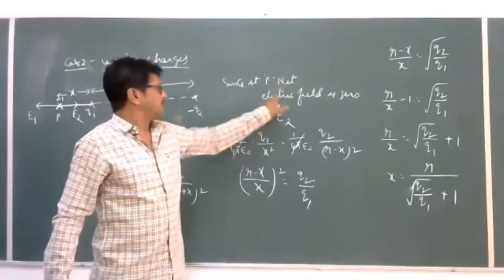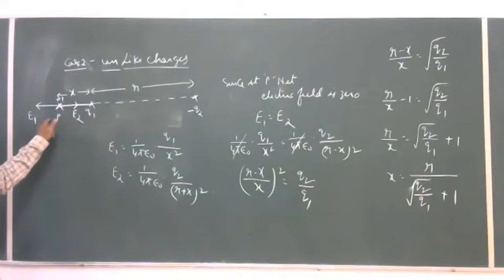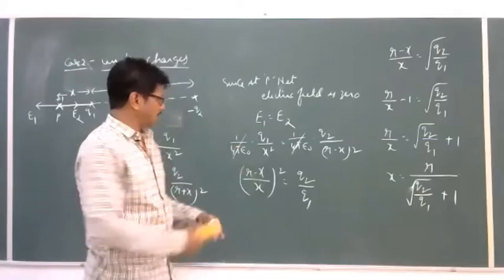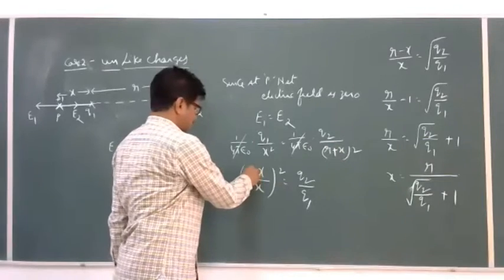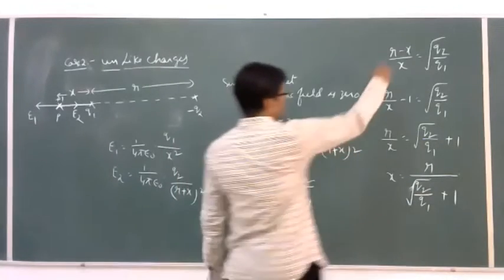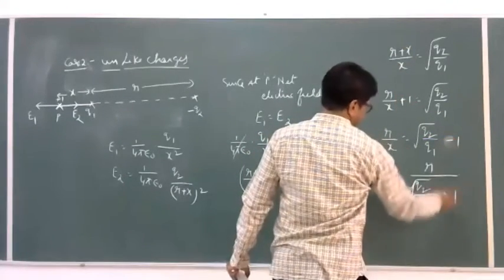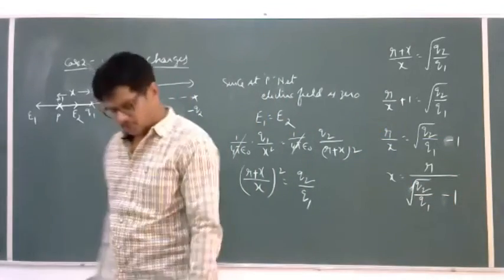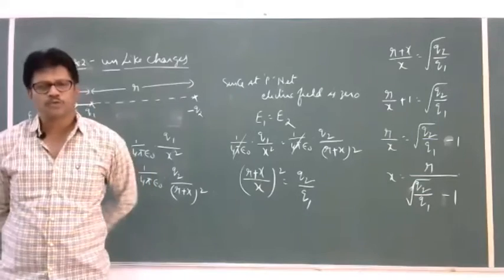Since at P the net electric field is 0, when will it be possible? If E1 is equal to E2. Why? Because both are acting in opposite direction. E1 is equal to E2. So 1 by 4 pi is similar. Instead of minus here, I will take plus. Already these formulas we derived in case of Coulomb's force.